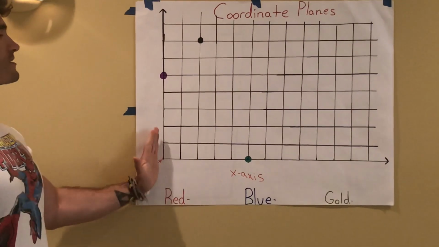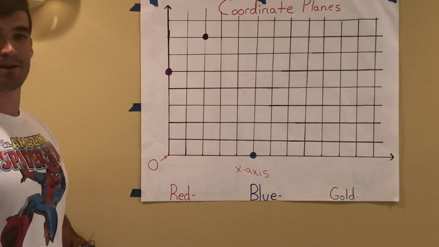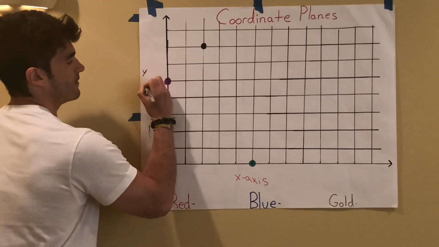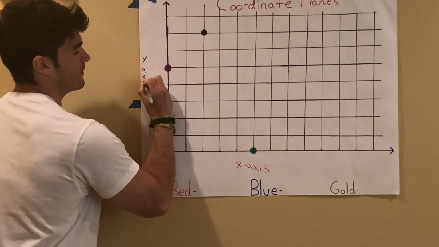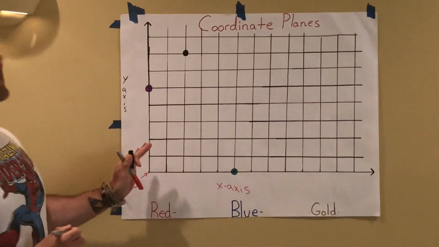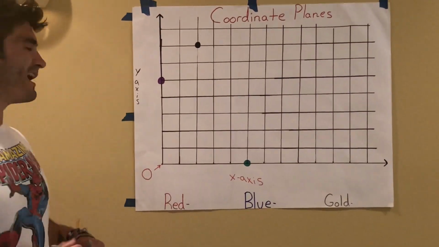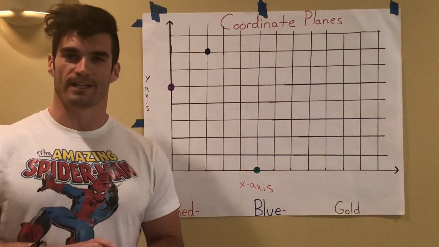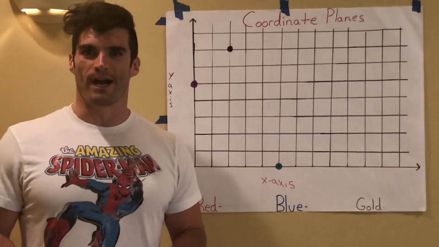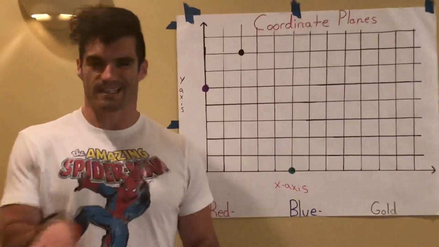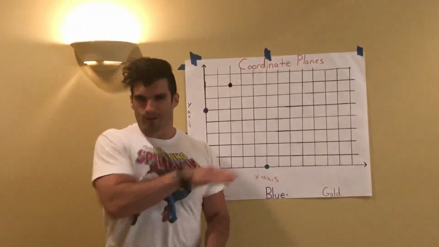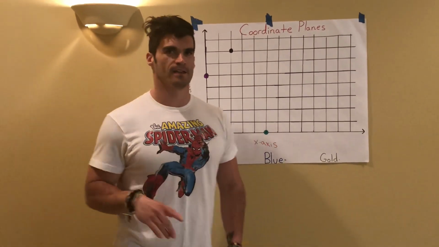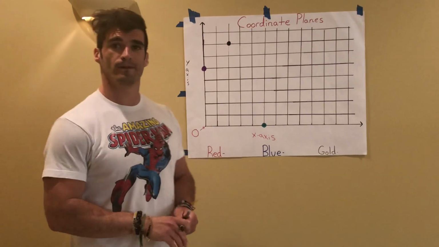Now the other axis, which is going vertically up and down, is the y-axis. The y-axis travels vertically up and down, the x-axis always travels horizontally. Think of it like a karate chop. Y-axis vertical, x-axis horizontal. Vertical, horizontal, y-axis, x-axis. Just always think of it like that, and if you need to do the karate chop motion, go for it.